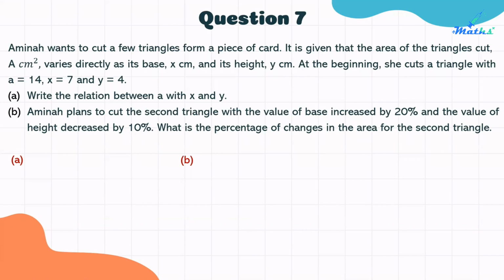Okay. So A varies directly as x and height. So A will equal kxy. For our A is 14, our x is 7, and our y is 4. So our k is 1 over 2, and A will equal 1 over 2 xy.